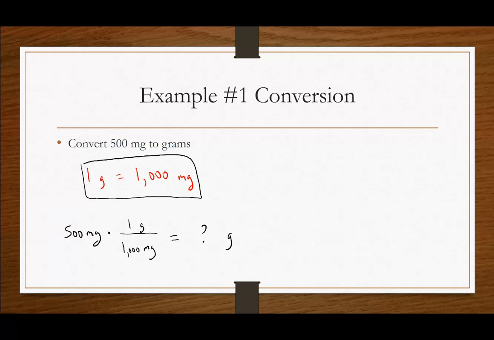Doing our computation then and looking at the units tells me that my solution is just 500 divided by 1,000. So if we do that calculation, we should end up with 1/2 or 0.5 grams. So there's our solution.